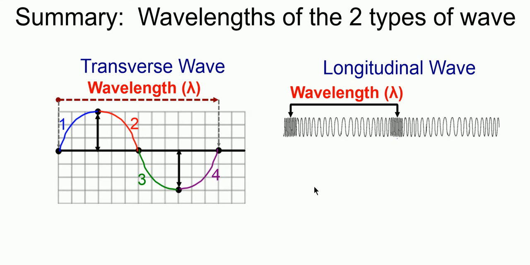Okay, that's it. Here's a summary. The wavelengths of the two types of wave. First, a transverse wave: a wavelength is a horizontal line that covers the four parts of a transverse wave. And it can start from almost any point. And a longitudinal wave is easier. It's just the distance between the middle of one compression and the middle of the next compression.